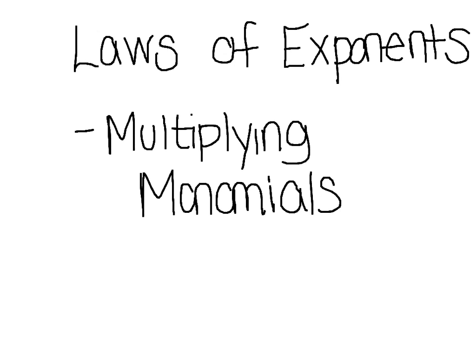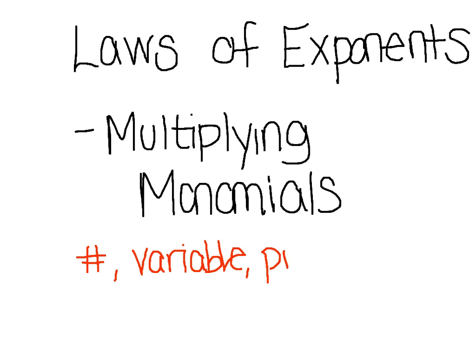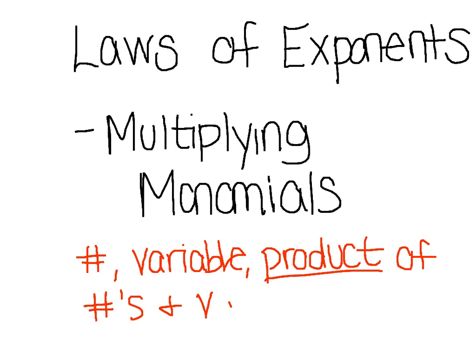Today's lesson in our section on laws of exponents is how to multiply monomials. So we are doing multiplication of monomials, which, if you remember correctly, is a number, a variable, or a product, that means multiplication, of numbers and variables. So remember, we're just dealing with monomials. We're not dealing with any addition or subtraction in between monomials. We are just working on multiplying powers.